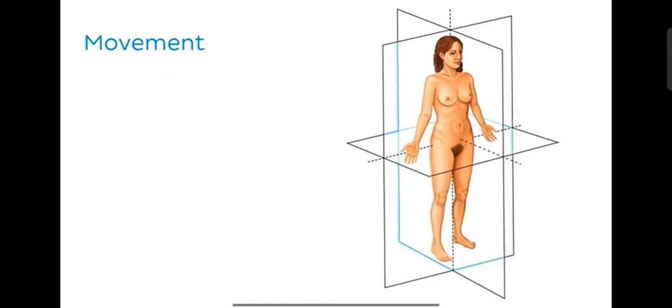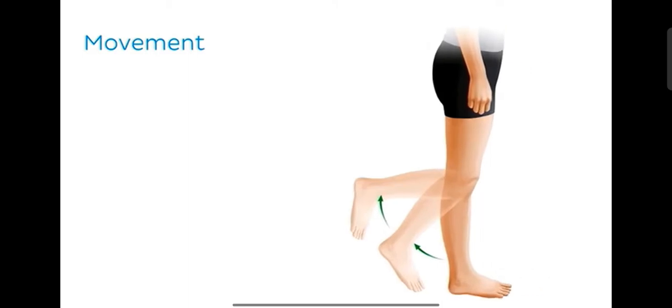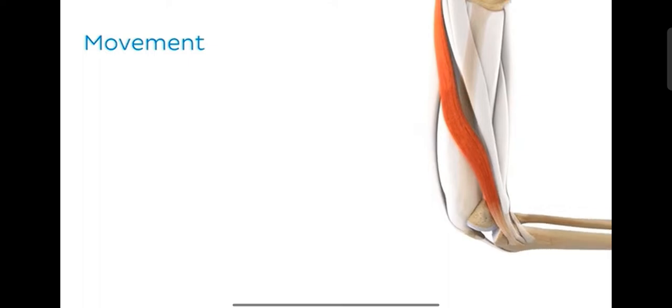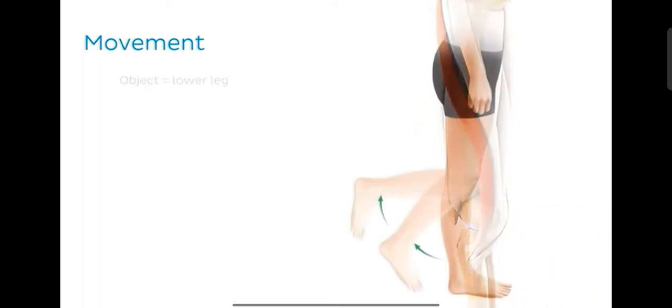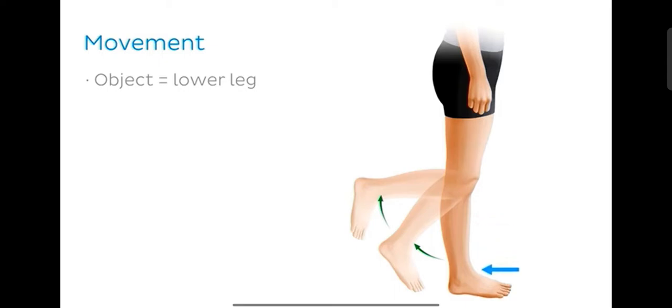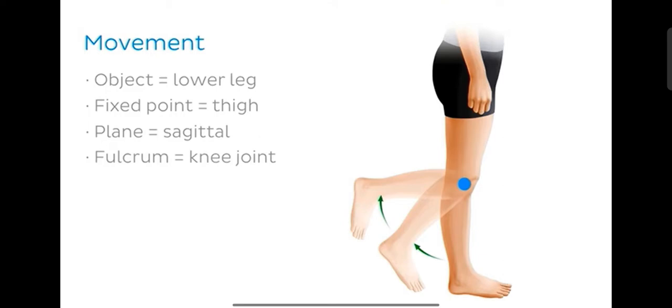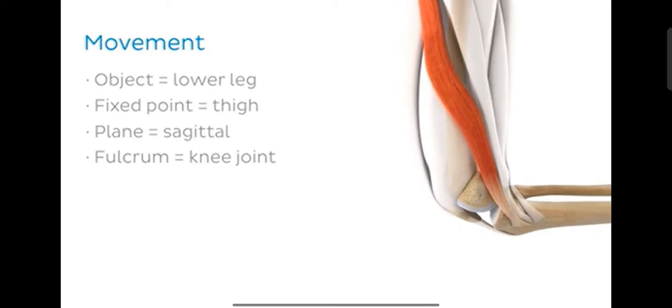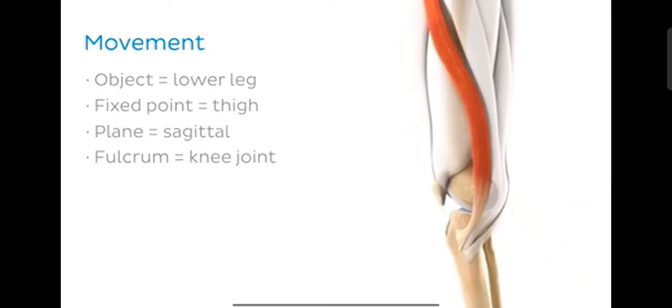We'll use the knee as an example. If you stand on one leg and bend just your knee, your lower leg and foot move while your thigh stays stationary. The object, the thing that moves, is the lower leg. The fixed point is the thigh. And the plane through which the movement happens is the sagittal plane. The fulcrum, the point around which the movement happens, is then the knee joint. The blue dot pulsing here is the axis around which the hinge movement of the knee occurs. All kinds of body movement can be described using these principles.